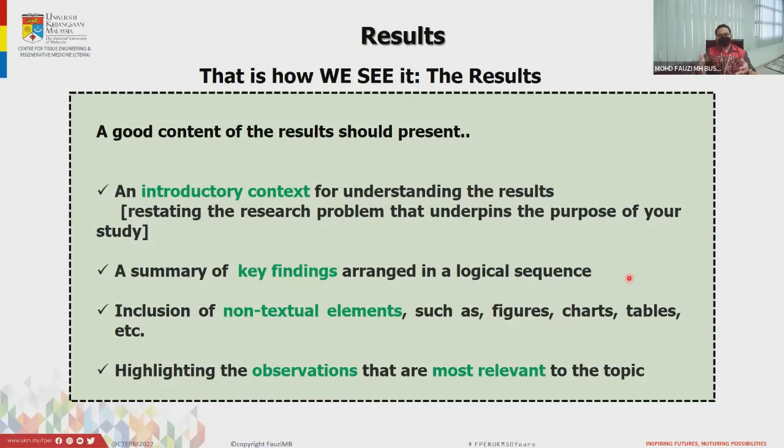To presenting your own so-called study previously using the stated method. Okay, so a good content of the result should present introductory context, a really brief mention. Okay, what is your focus using the parameters, and then go directly to a summary of key findings of your data. In the result section, you could do single parameter results, or you could combine. It really has a big category.